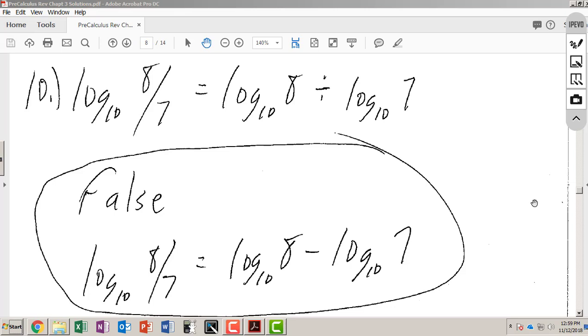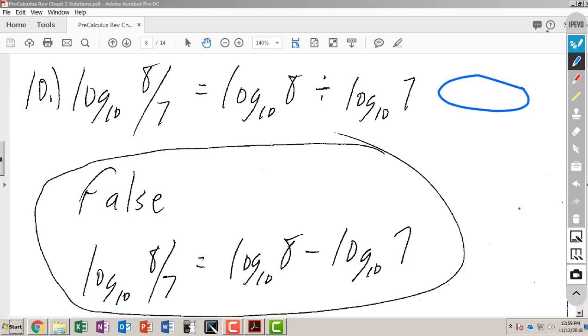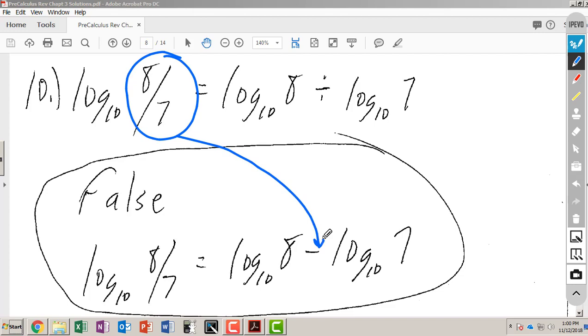Okay, on number 10, it just says indicate whether the following statement is true or false. If false, correct the statement. It says log base 10 of 8/7 is equal to log base 10 of 8 divided by log base 10 of 7. So remembering our laws of logarithms, we know that division means subtraction. And so that answer would be false. So log base 10 of 8 divided by 7 would be log base 10 of 8 minus log base 10 of 7.